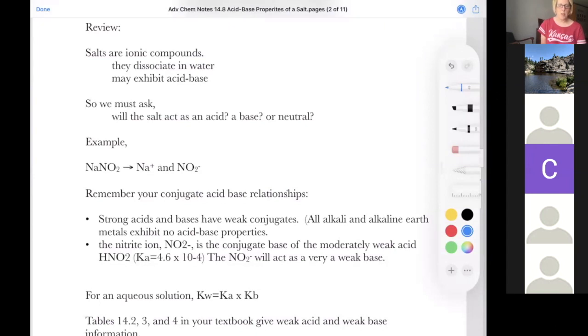The nitrite ion, remember, is the conjugate base of a moderately weak acid. Remember, these Ka values are relative, so they're comparing one acid to another. So a nitrate ion would be the conjugate of a very strong acid. That makes nitrous acid, with its Ka value of 4.6 times 10 to the negative 4th, a relatively weak acid. So because of that, the NO2 negative will act as a very weak base.